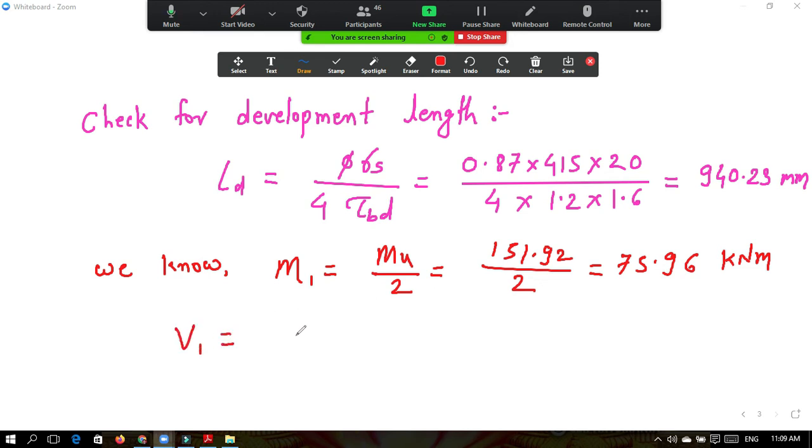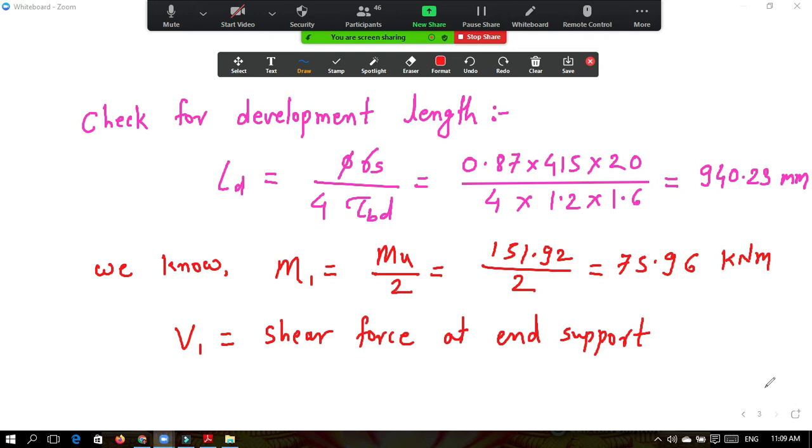V1 is the shear force at end support, because development length is always provided at the juncture of beam and column or beam and slab. Development length is always at the end support. So V1 is nothing but shear force at end support. So whatever shear force we calculated earlier is the maximum shear force.